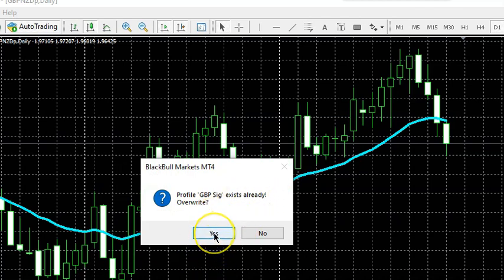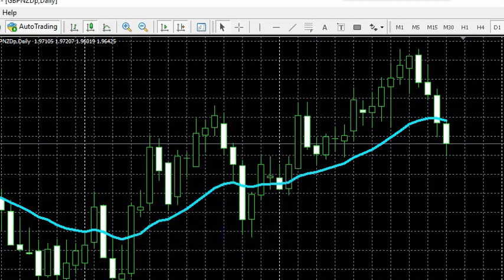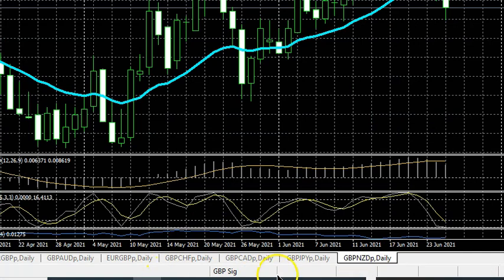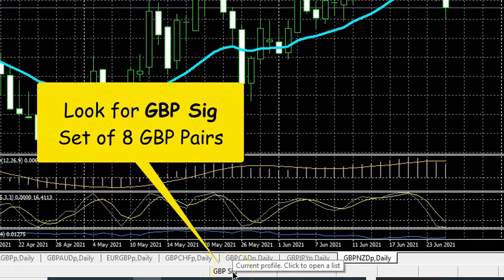I already have that entered, but if it exists, overwrite it. Yes. Okay. So this set has been saved. And once you save it, look down below again at this tab. This is below your terminal window and below your chart. We saved it as GBP signal. So this is the current profile, right?